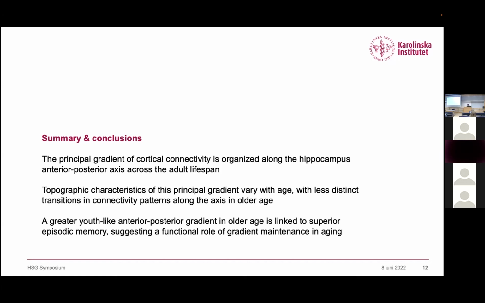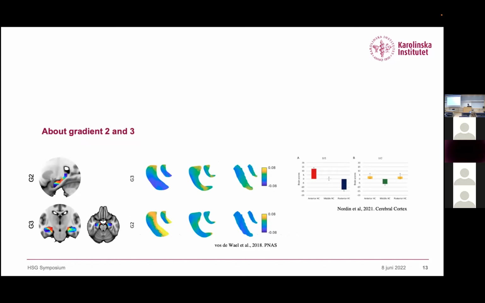And if I have a minute left, I can just show you that we're also pursuing gradients 2 and 3 more, and wondering how they might fit into what's been previously reported. I'm not going to touch anything but one specific button. So surprisingly, our gradient 2 showed the same pattern that we've reported before in an older sample, but using a parcel-based approach.